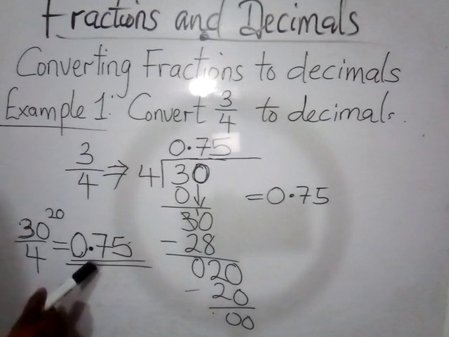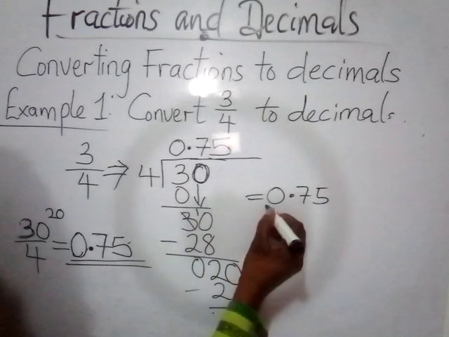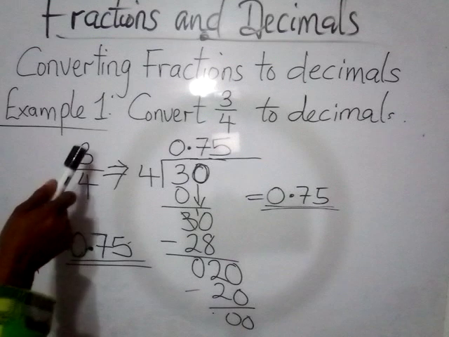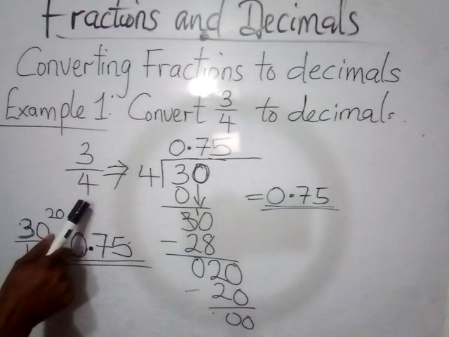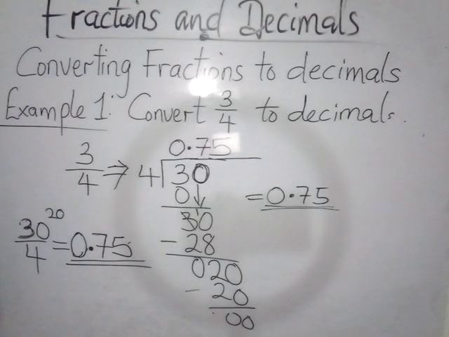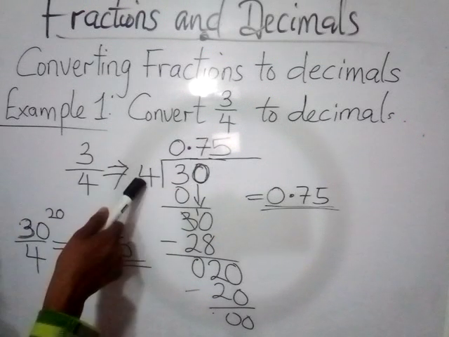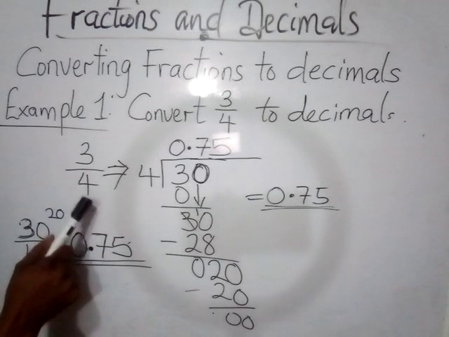So we can see that whether we use this method or we use the long division method, we are going to arrive at the same answer. So whatever method you're comfortable with, you go ahead and use it. But the important thing to take note of is you are dividing the numerator by the denominator. Don't say because the numerator is smaller than the denominator, you invert them. You now make the denominator your dividend and the numerator the divisor. No, it's very wrong.